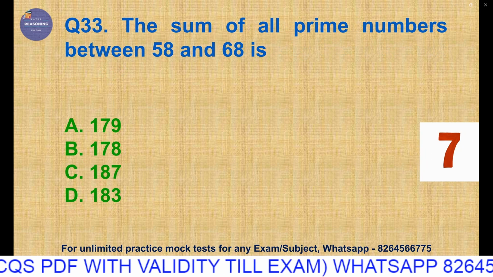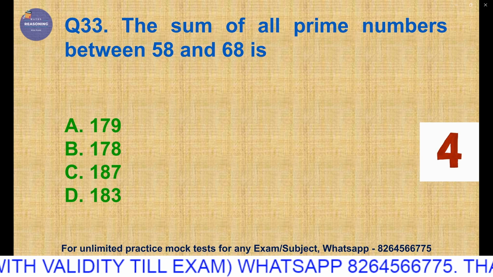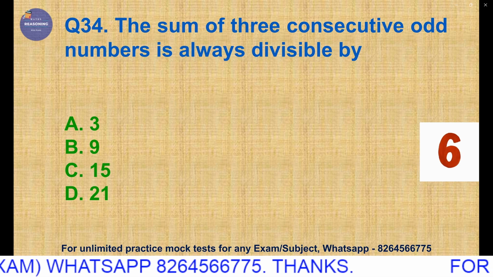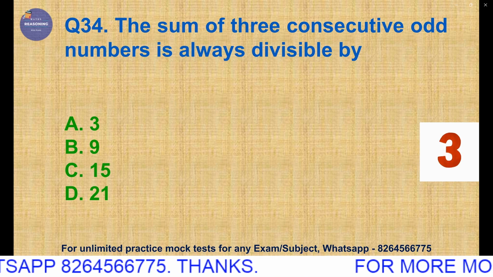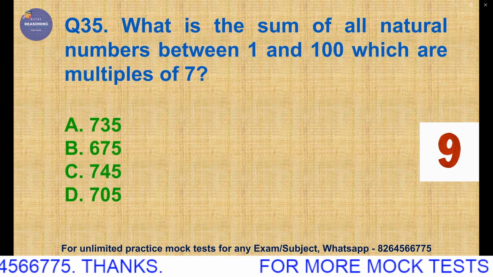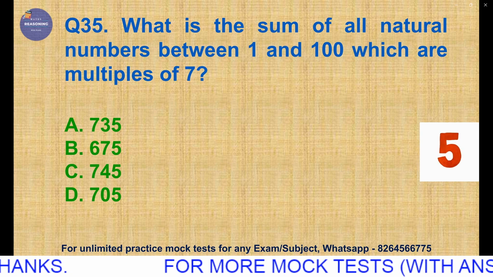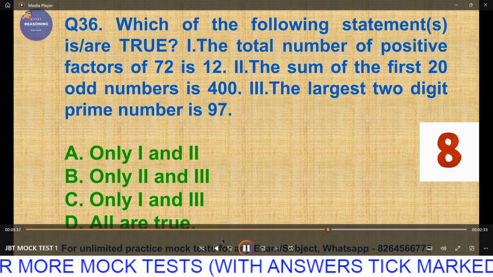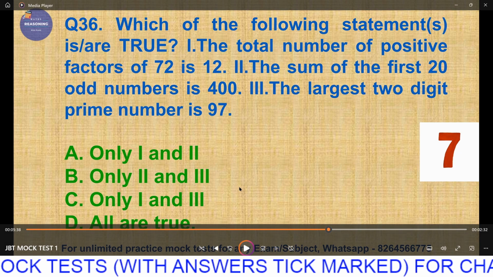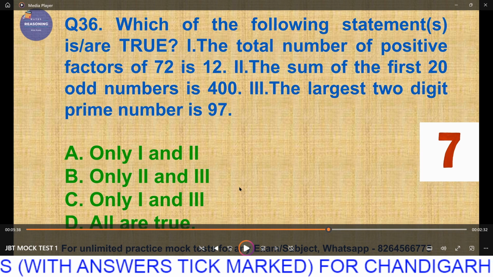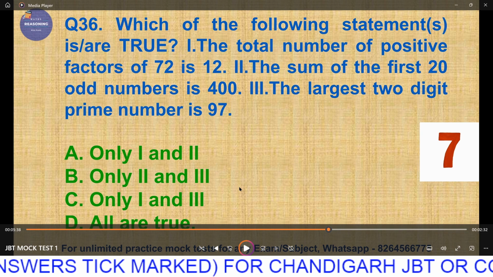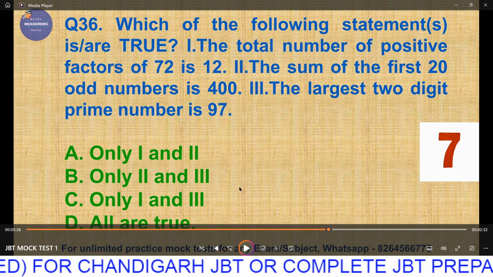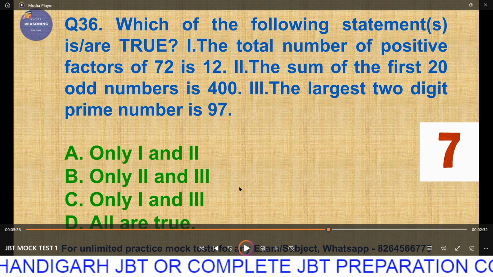Next is, the sum of all prime numbers between 58 and 68 is. The sum of three consecutive odd numbers is always divisible by. What is the sum of all natural numbers between 1 and 100 which are multiples of 7? Which of the following statements is true? First is, the total number of positive factors of 72 is 12. Second is, the sum of the first 20 odd numbers is 400. Third is, the largest two-digit prime number is 97.